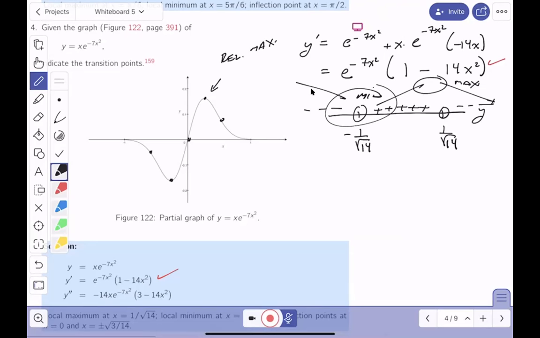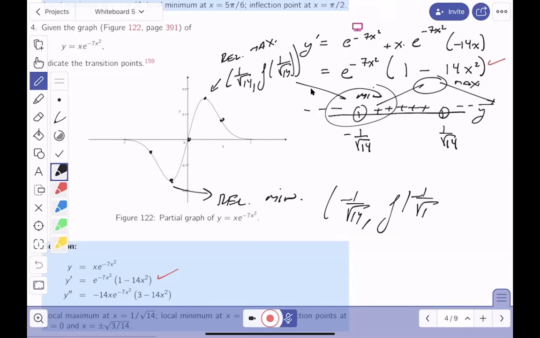I know this is difficult. We're trying to encourage it. What do you mean meet the difficulty? F of 1 over root 14. It's nasty. This is a relative minimum. And where did that occur? Minus 1 over root 14, comma f of minus 1 over root 14. Look at the key later.